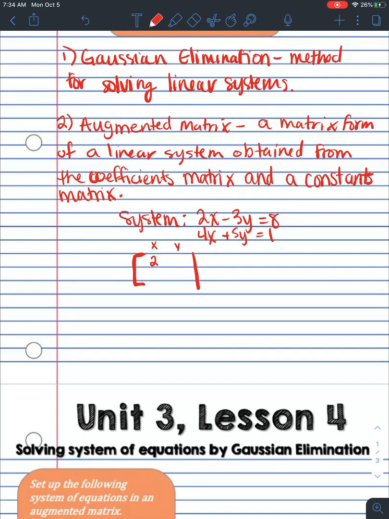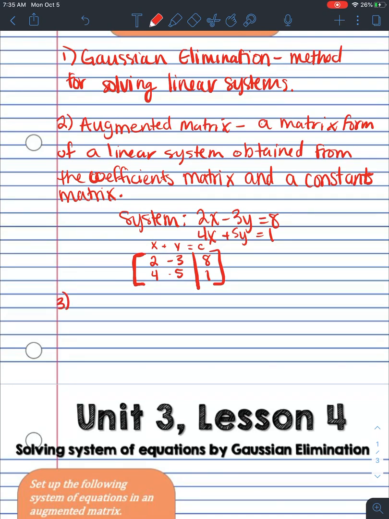So we have a 2 as our x coefficient of the first equation. Negative 3 is the coefficient of y. And then 8 is our constant. Then we have 4 as our coefficient of x, 5 as our coefficient of y, and 1 as our constant. So what this is saying is basically that we have x and y. This bar is kind of like an equal sign, with our constant over here. So we just took the coefficients and we made a matrix out of them. This is called the augmented matrix.